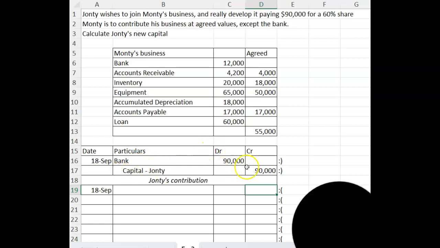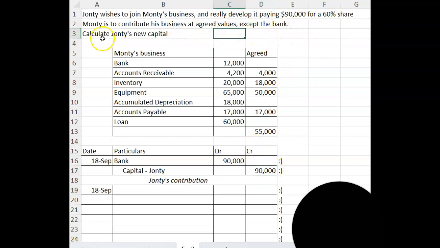So that puts 90,000 in the bank, which Monty didn't have before, so Monty will be pleased about that. And Jonty's capital's 90,000. Don't worry if yours is not smiley faces, I might have made a mistake when I set it up. Alright, so the next part, Monty's going to contribute his business. Sorry, that's a 60% share.